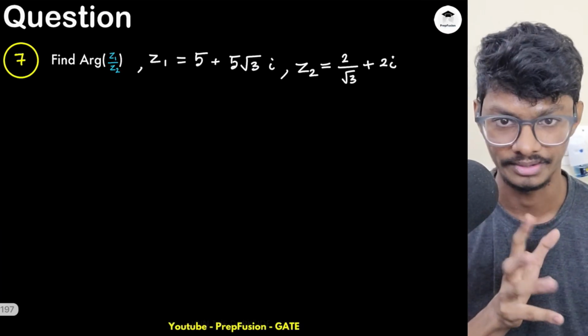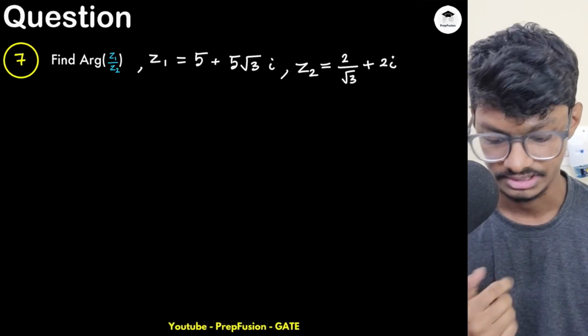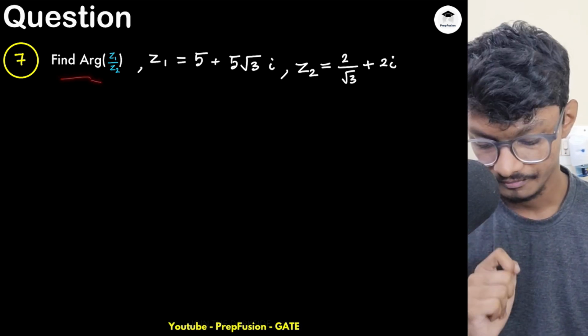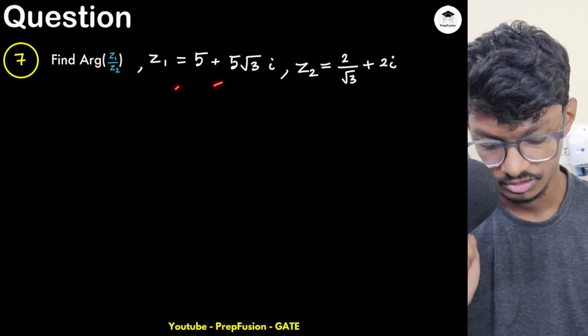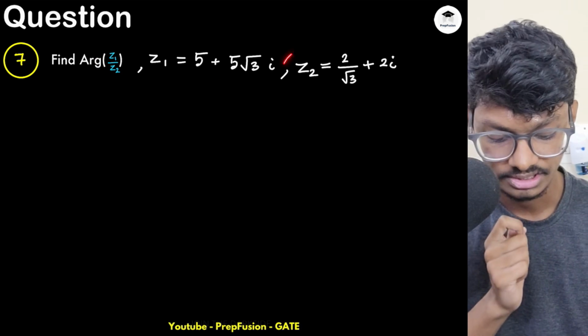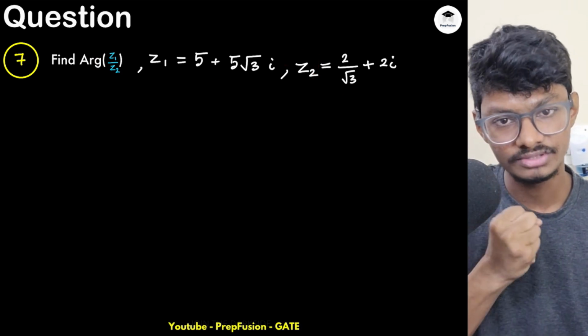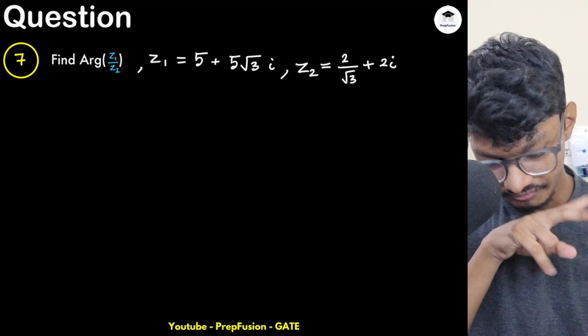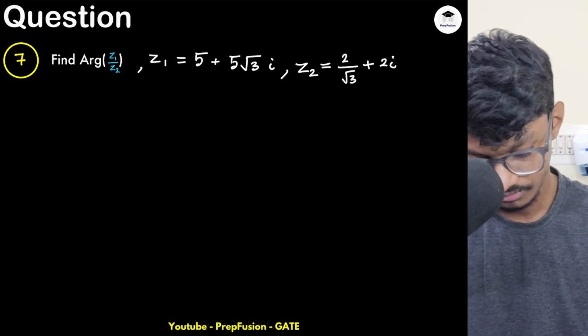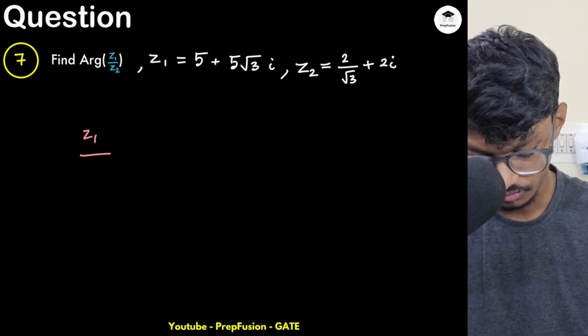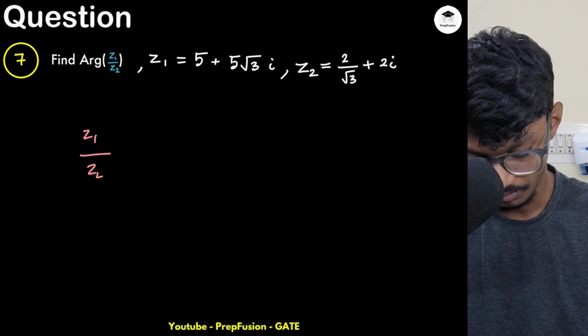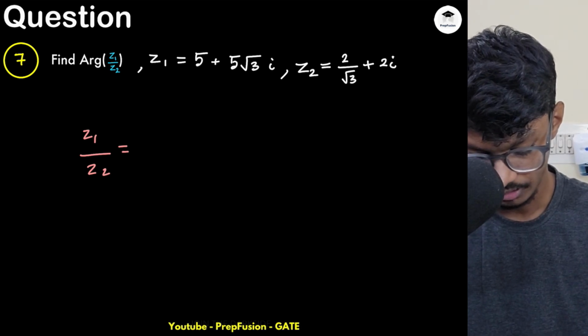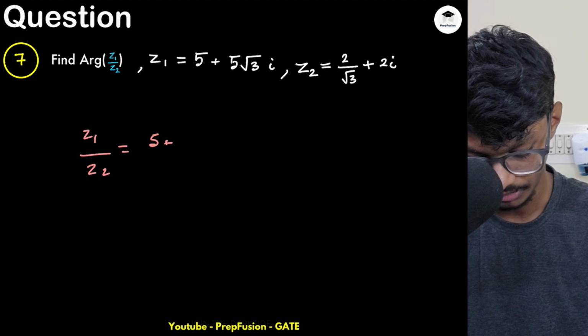So if you understood the properties, I hope you can understand those. Find the argument of z1 over z2 if z1 is equal to 5 plus 5 root 3 i and z2 is 3. Obviously, if I try to compute z1 by z2, it will be very complex for us in the rectangular format, in the Cartesian format.